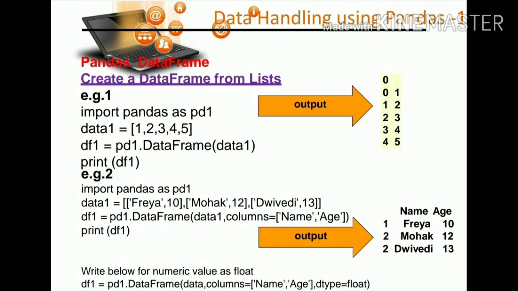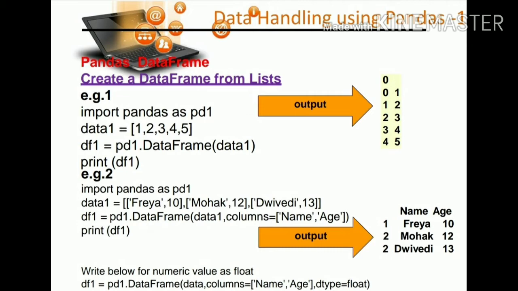Now we are creating a data frame. So pd1.DataFrame, now data. Data is what we have created in the list and name is that data 1. Columns equals to. Here we are giving the heading of the column. So what is the name of the column? Name and age. Because we are giving Freya 10. So Freya is the first entry for the first column and 10 is the first entry for the second column. So name and age are the headings, and in these headings we will get the data or rows from data 1 which is in the form of a list.